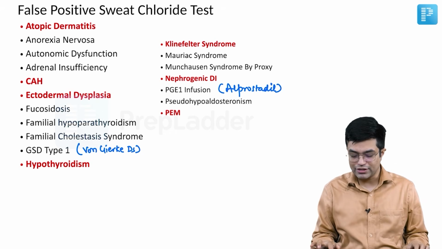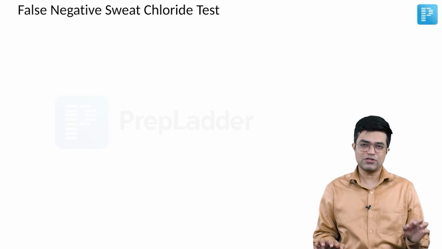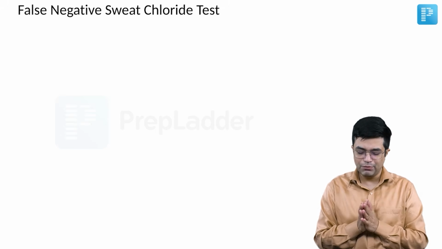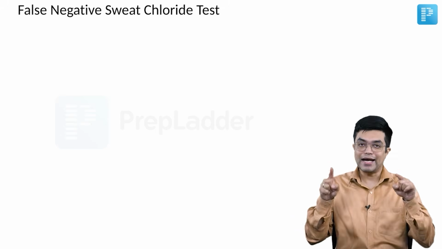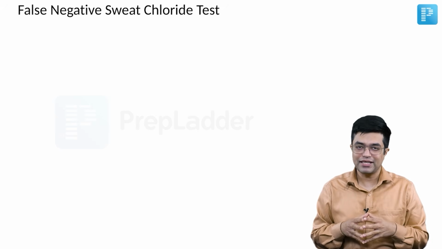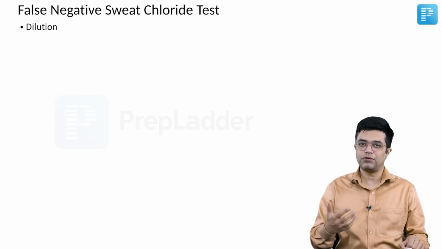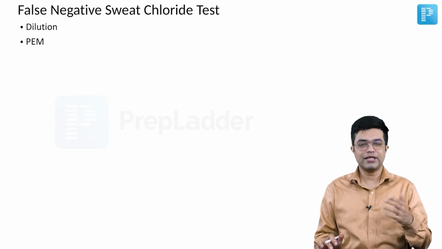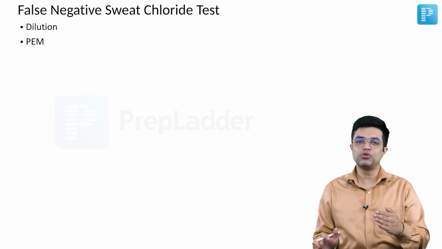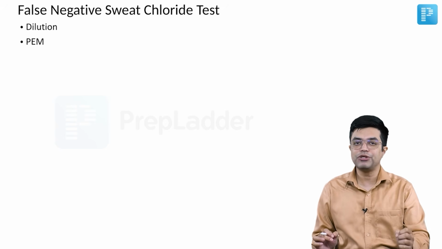Similarly, we have the false negative sweat chloride test, which is relatively easy. Only a handful of things. False negative will mean the patient has cystic fibrosis, but the sweat chloride test is negative, that is, the amount is less than 30 millicoulomb per liter. So it includes, first of all, dilution. Second, protein energy malnutrition. So malnutrition can produce both false positive as well as false negative. They can make an MCQ in your exam.